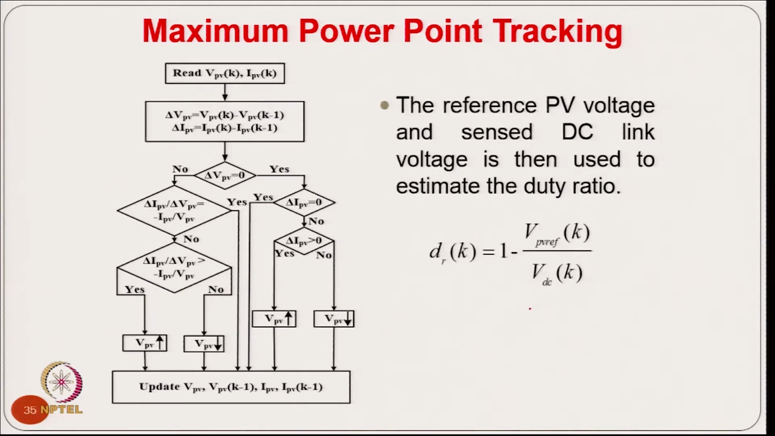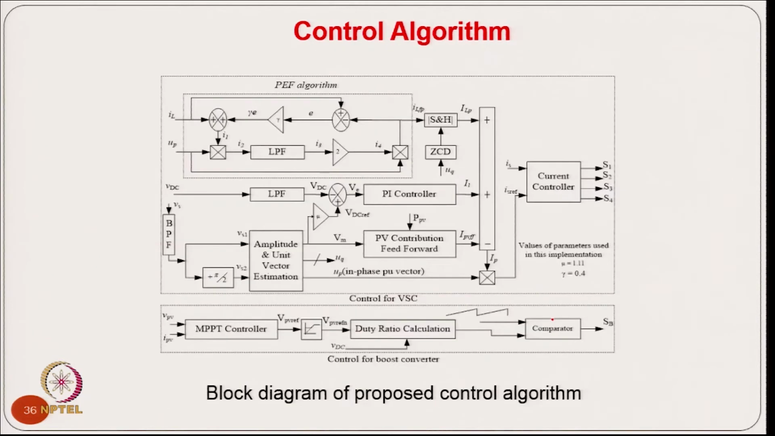In that case, you are able to get the duty cycle from the reference PV voltage which you are getting from here, and the DC link voltage which is known to you from the inverter side. From this duty cycle you are controlling the boost converter also. This is the control block diagram of the control.